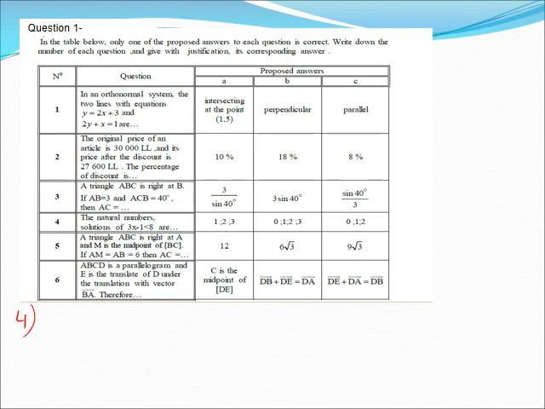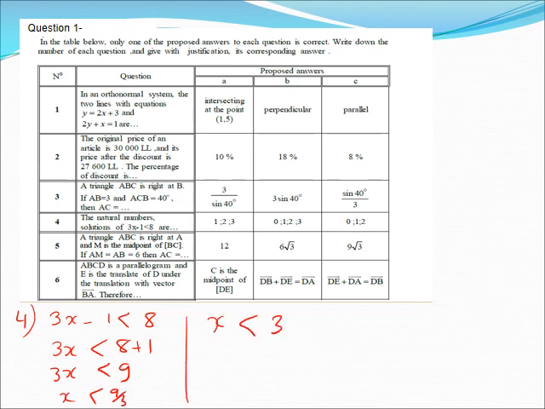4. Natural number solutions of 3x minus 1 less than 8. 3x minus 1 less than 8, so 3x less than 8 plus 1. 3x less than 9. x less than 9 over 3. So x less than 3.